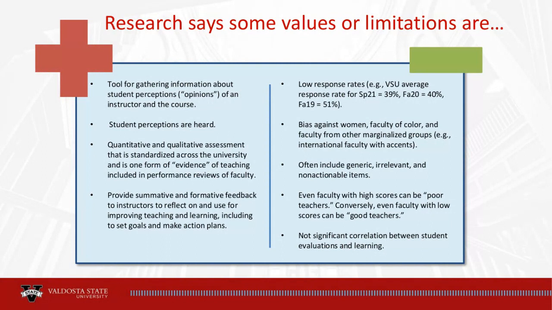Often SOIs and evals can be generic, irrelevant, or have non-actionable items. Like I said, I'm going to give you examples of how to address that in a bit. This is sort of the beginning of the webinar to get your brains moving. Probably a lot of you know this about the fourth bullet point: even faculty with high scores can be poor teachers. Conversely, even faculty with low scores can be good teachers. So I have a research article that quotes that. So again, if you ever want data to back up some of your challenges with your SOIs, I've got it for you.